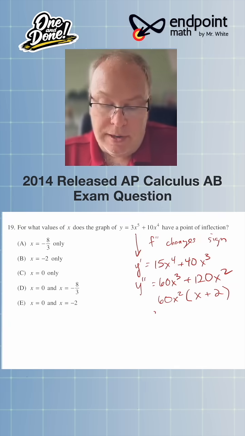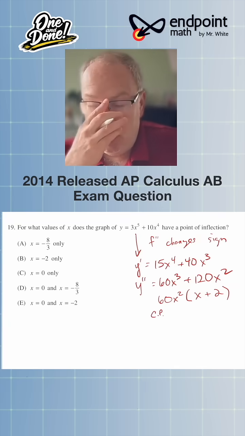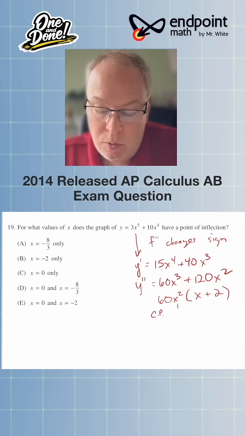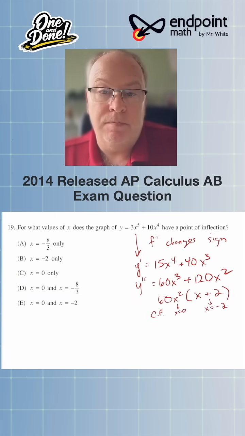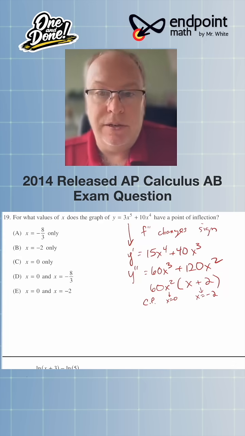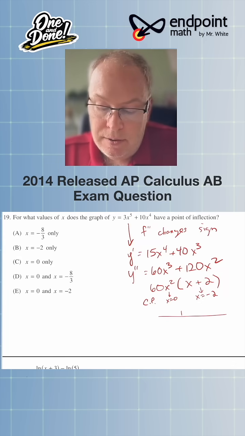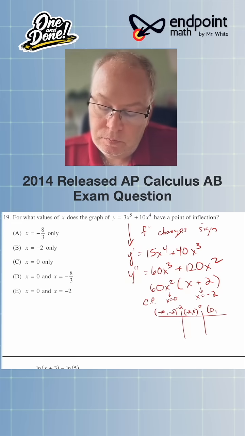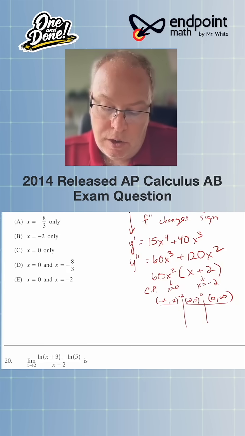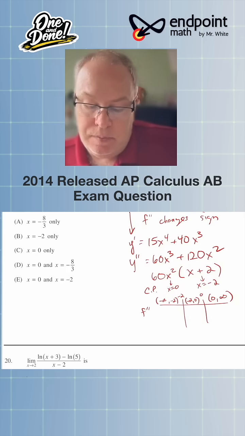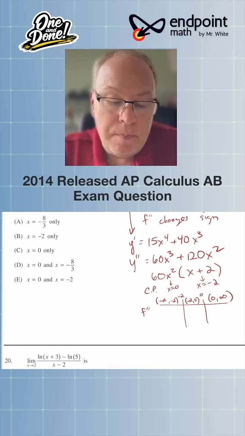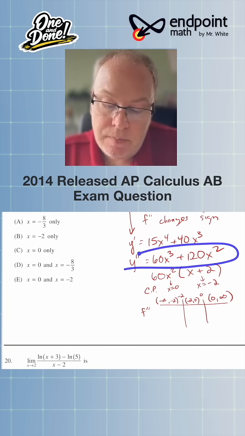So the critical points where we think maybe there's a point of inflection would come from x equals 0 and x equals negative 2. That's the 0 on there. Now I like to do a sign chart like this, where I have my critical values and then the intervals that I'm going to look at. And we're going to look at f double prime.